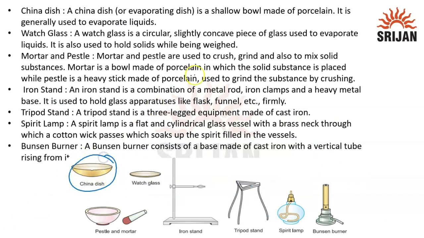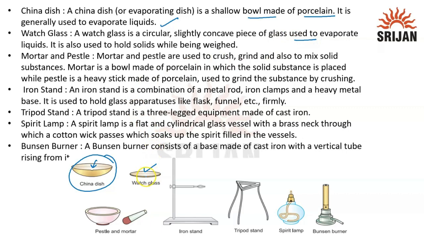So a china dish is actually a shallow bowl made up of porcelain, and it is used to evaporate liquids. It means when we have to heat a liquid, we put it in a china dish and evaporate it by heating. Then we have a watch glass. It's a circular, slightly concave piece of glass which is used to evaporate liquids.